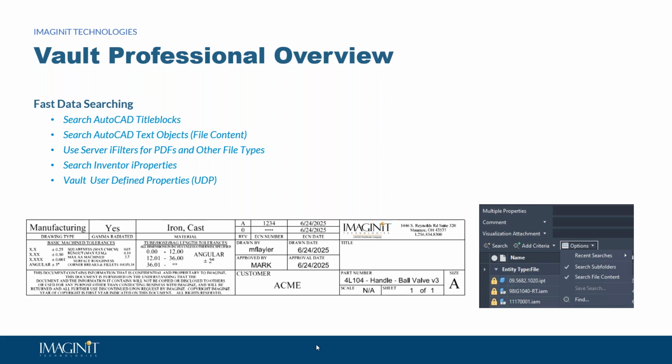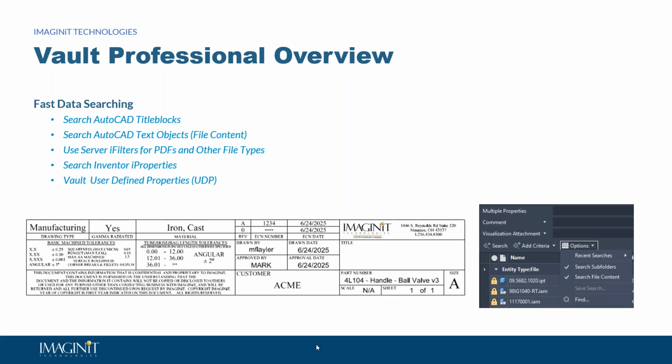With Vault, it can search all of this metadata. You index your AutoCAD title blocks, your Inventor drawing title blocks, and they become searchable. You can also have OCR recognizable PDFs be searchable with iFilters. And you can also assign properties to files that don't necessarily have intrinsic metadata, like an image, right? You could assign a part number to an image. You just do that on the Vault side of things as a user-defined or UDP property. Now, it goes even deeper than that.